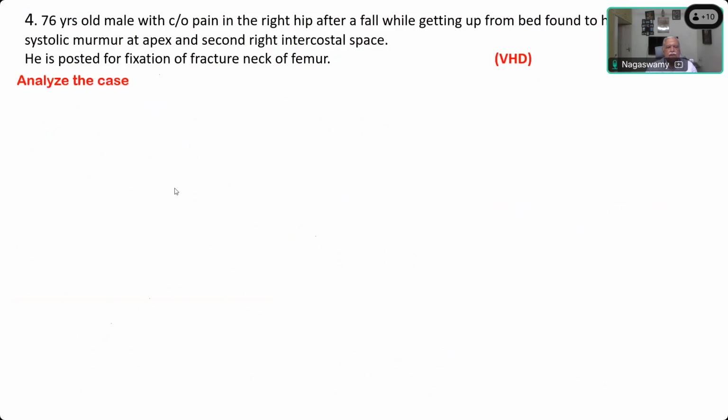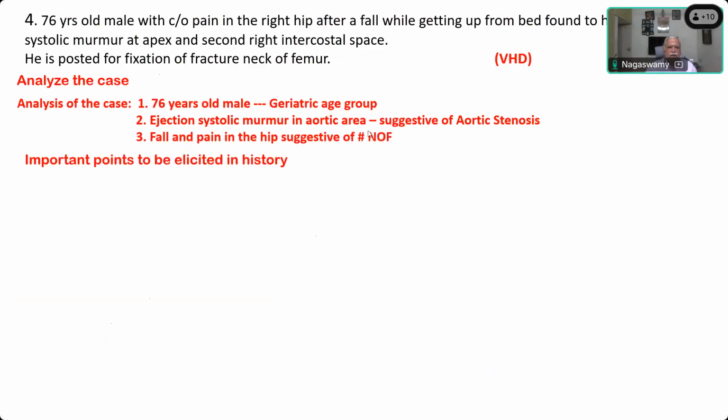Analyze this case. Elderly patient with valvular heart disease, probably aortic stenosis, for fracture neck of femur fixation. Okay. So elderly, geriatric age group, ejection systolic murmur in the aortic area, suggestive of aortic stenosis, fall and pain in the hip, suggestive of fractured neck of femur, which requires fixation. So these are the three problems in this case.